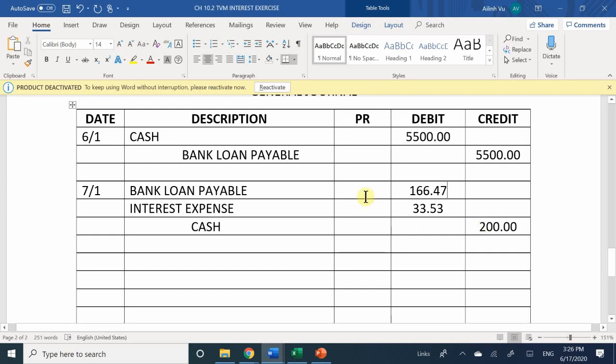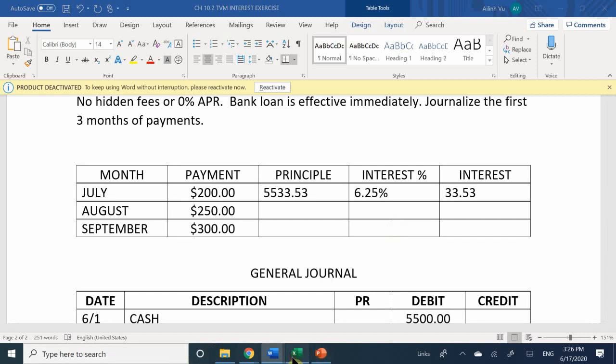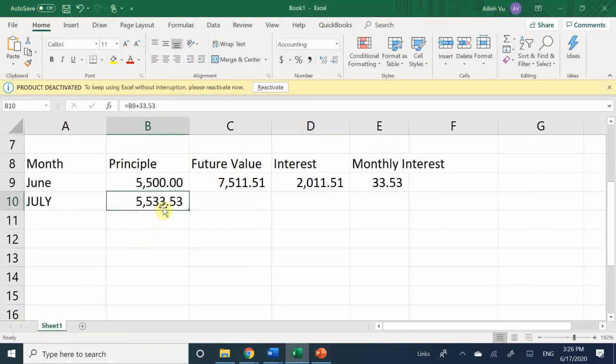Okay, so there you go. Good. All right, so I paid a total of $200. Now I'm going to go back into my worksheet, and I'm going to recognize that my new balance is no longer 5533.53 anymore. My new balance is going to be 5533.53 minus the $200. So now my new amount that I owe is $200 less.